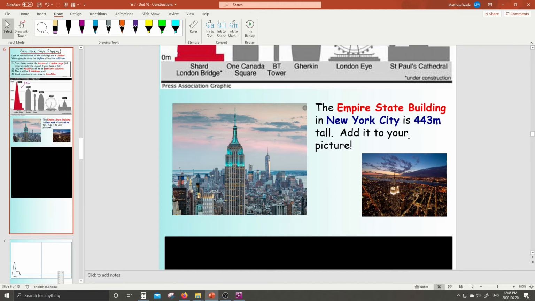So what I'd like you to do is, you can push pause now and do it. Please add it. This is what it looks like in profile, so you can have a good look at it. And then there's another picture at night just because it looks so cool. It's a really neat building. Cool. So push pause and add it now.